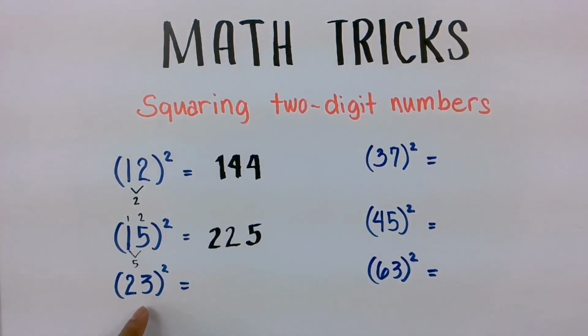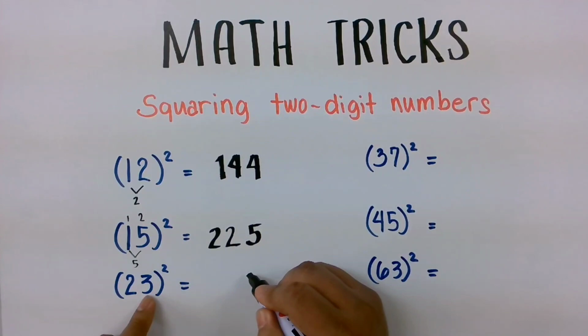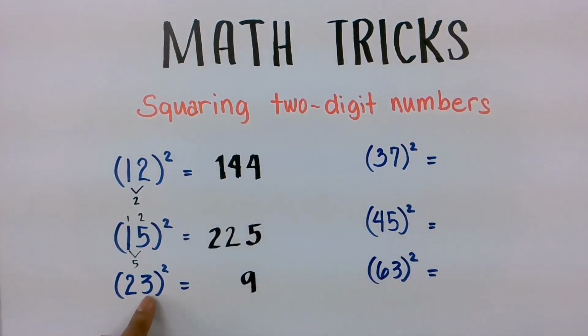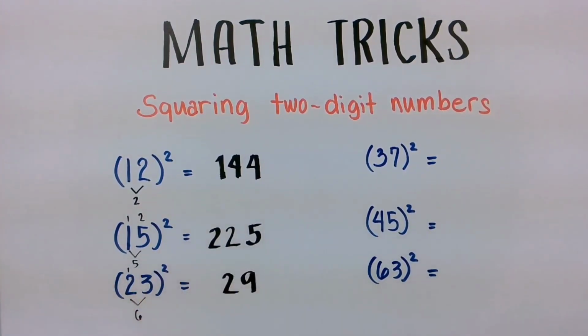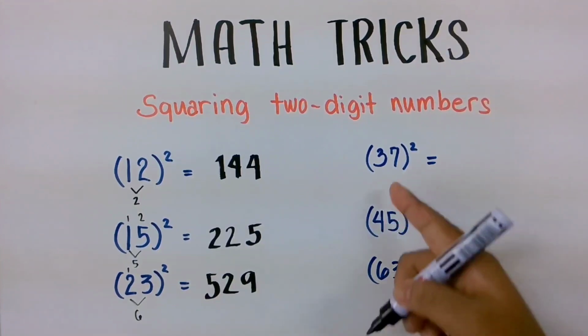Now, let's try the third example. 23 squared. Okay? So, square lang natin yung 1's digit. 3 squared is 9. Okay, then i-multiply natin sila. 2 times 3 is 6. Let's multiply it by 2. 6 times 2 is 12. So, carry 1. And then, squared natin yung 2. 2 squared is 4 plus 1 is 5. So, 529. Okay?